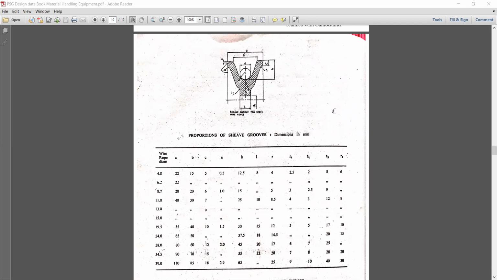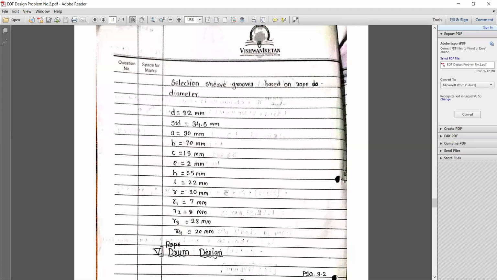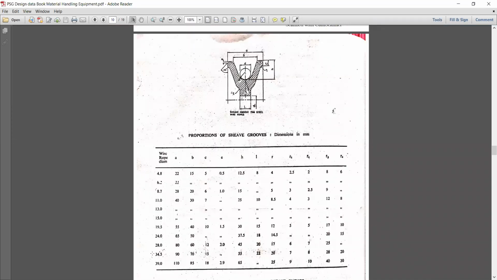Okay, look at here. So based on the rope diameter, our rope diameter is 32. But in the standard it is not 32, it's 34.5. So we have to consider this standard one, and you have to draw this diagram and note down these standard dimensions. For the diameter we have already calculated based on the criteria.